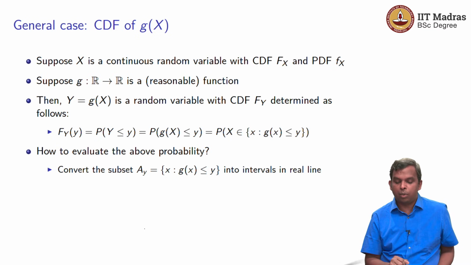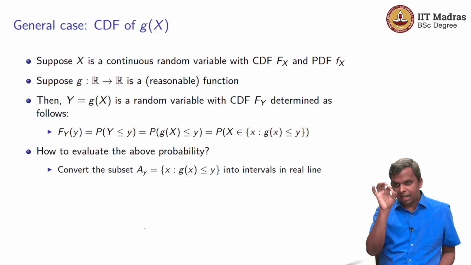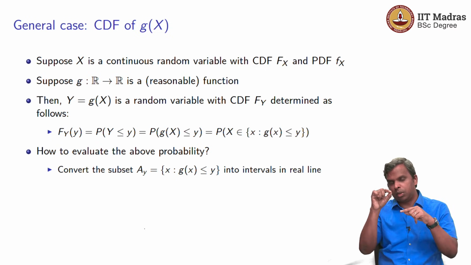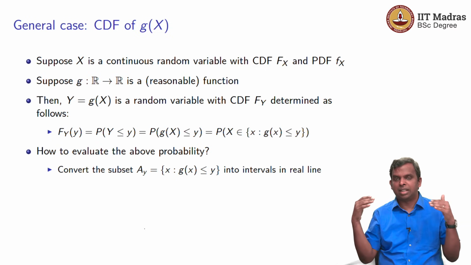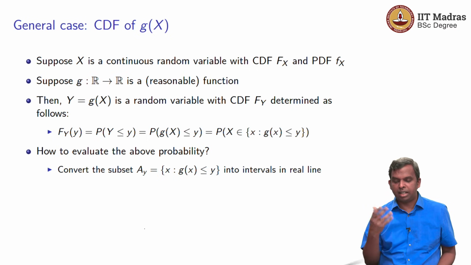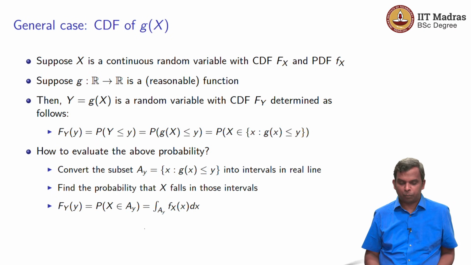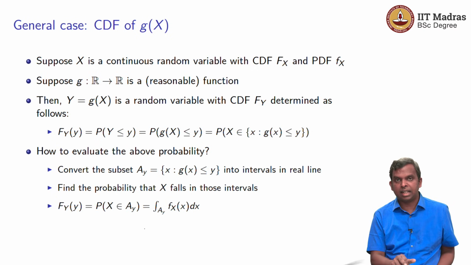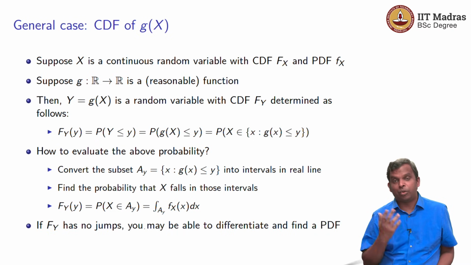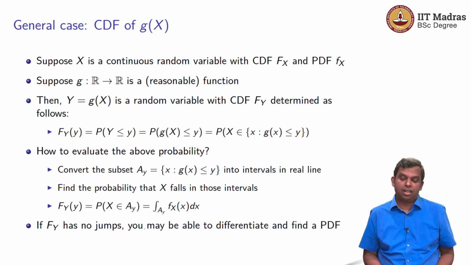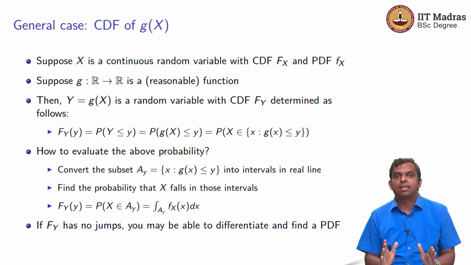You look at the subset A_y, which is the set of all x such that g of x is less than or equal to y. It will depend on y, right? As you keep varying y, remember that picture, the set of all x for which g of x is less than y varies. So you convert it into intervals in the real line and find the probability that x falls in those intervals, either using the CDF or the PDF. It's just the integral over A_y of the PDF. If F_Y has no jumps and is continuous, you can differentiate it and find the PDF also. So this is the general method.